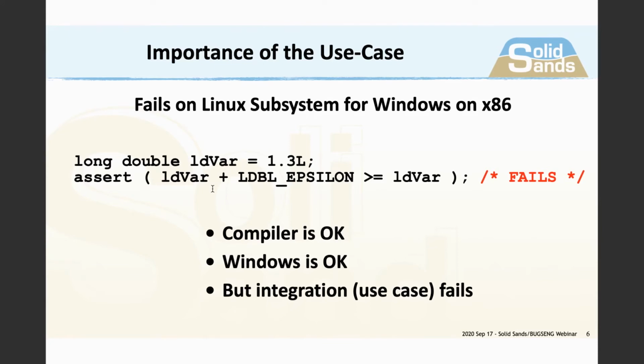And this assertion fails in this particular setup because the Linux compiler, the LLVM compiler, has a different idea about floating point precision than the Windows system. And the compiler is okay because the compiler was built for Linux and it was built for an 80-bit long double system. Windows is okay because Windows is built for 64 bits, but the combination of the two fails. And that means that basically I would not trust any floating point heavy code on a Linux subsystem for Windows.